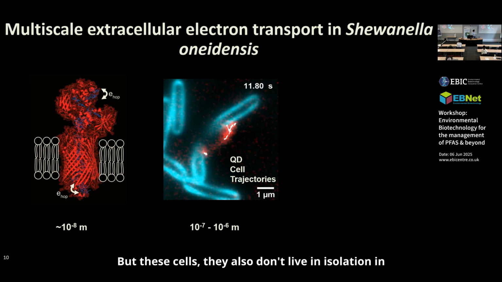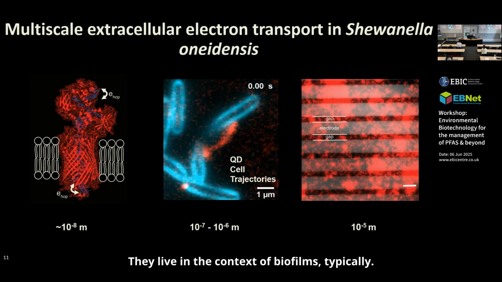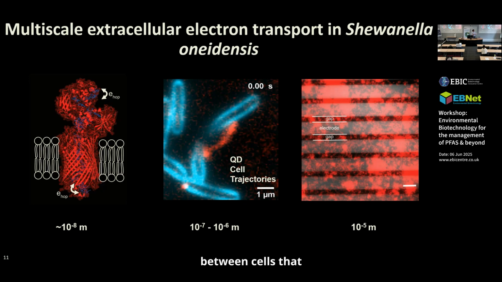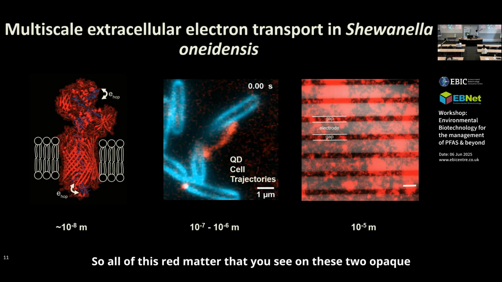But these cells, they also don't live in isolation in their environment. They live in the context of biofilms typically. And so they can move these electrons even further through these biofilms. So they have intercellular electron transfer that happens between cells that are next to one another within this biofilm. And so all of this red matter that you see on these 2 opaque electrodes in the background are these biofilms. And the electrons can flow from one electrode to the other through that biofilm. And in this case, it's on the order of about 5 cell lengths that these electrons are able to move.